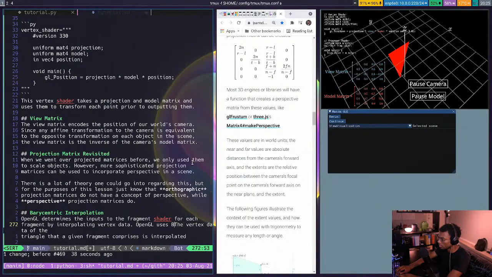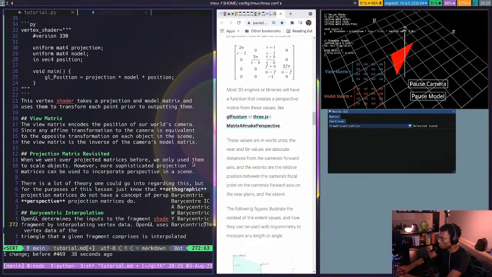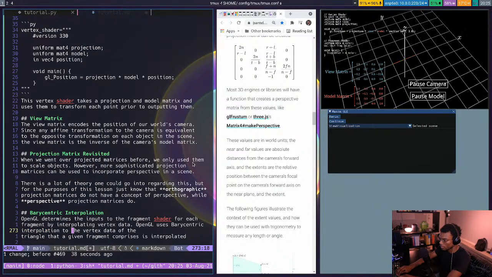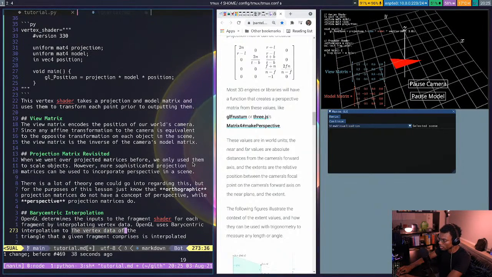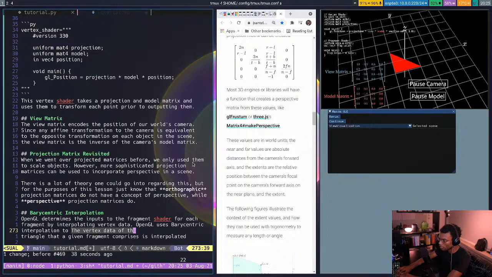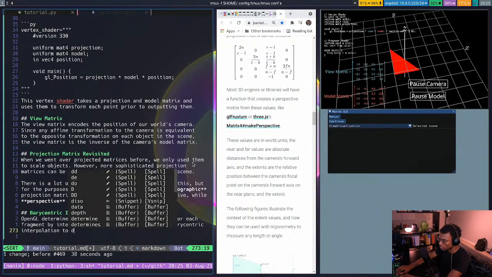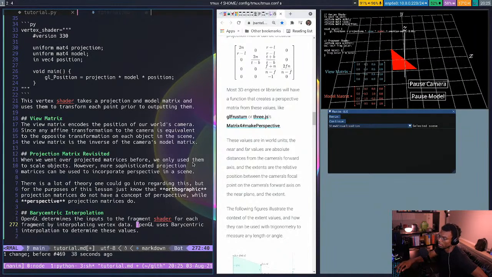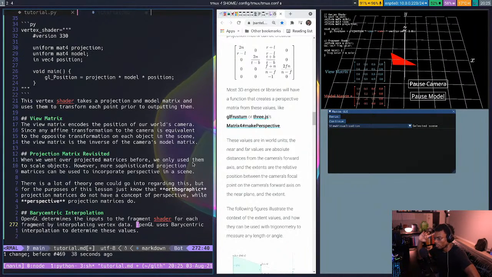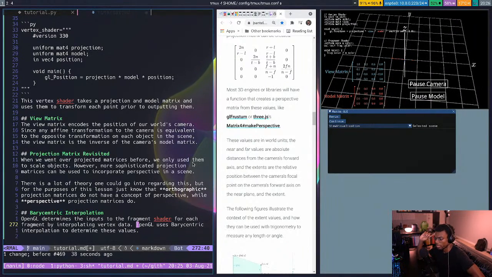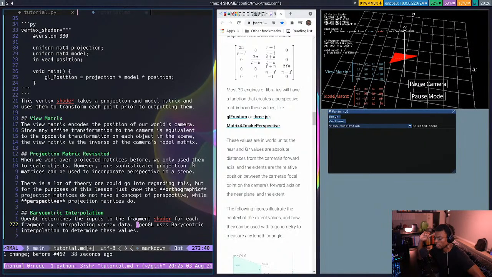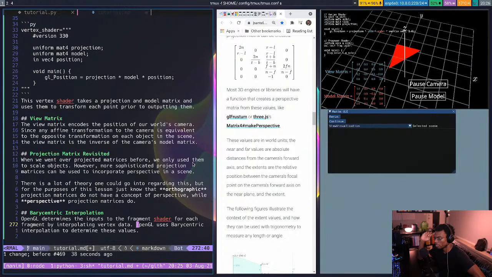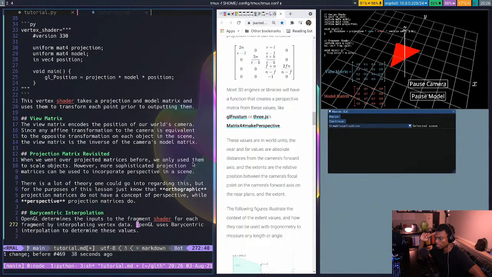OpenGL uses barycentric interpolation to determine these inputs. That's probably fine. OpenGL determines the inputs to the fragment shader for each fragment by interpolating vertex data. OpenGL uses barycentric interpolation to determine these values. Okay, that's fine.